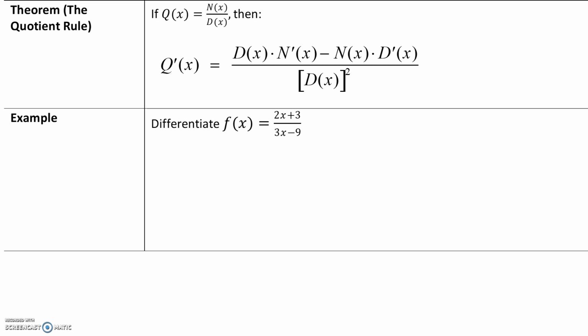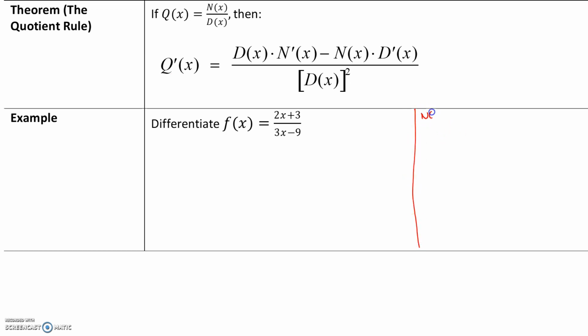Okay, so let's differentiate 2x plus 3 over 3x minus 9. Now let's see what we need. We need d of x and n prime of x. We know what d of x is. It's 3x minus 9. We don't know n prime of x. We also need n of x, which is just the numerator. We have that, but we don't know what d prime of x is. So just like with the product rule, it's helpful to list these out.